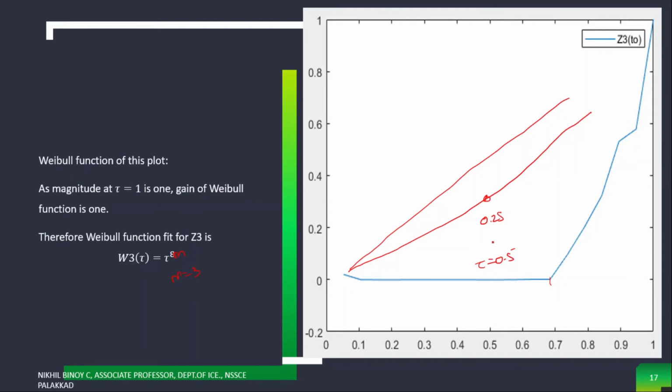Now if m equal to 3, then at tau equal to 0.5, this value will decrease again, and the graph will be something like this. This value will be exactly 0.125, because 0.5 raised to 3 is 0.125. Now if m equal to 4, the graph is something like this, and this value will be 0.0625.